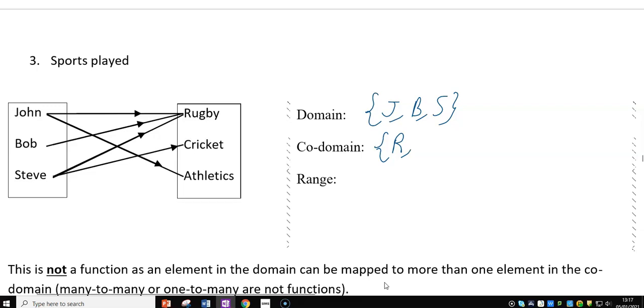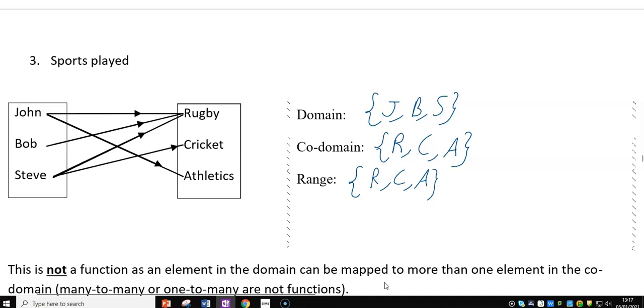I'll just abbreviate these again. Instead of writing rugby, I'm going to write R. Instead of writing cricket, I'll write C. Instead of writing athletics, I'll write A. So that's what we've got. Okay, our range is exactly the same as well. It's R, C, and A. Right, now this is where it gets a wee bit strange and is a bit of a different function.